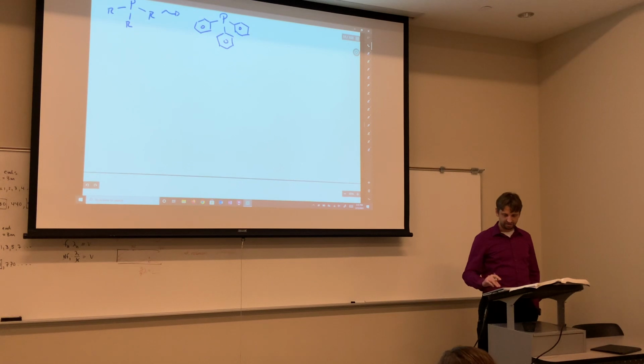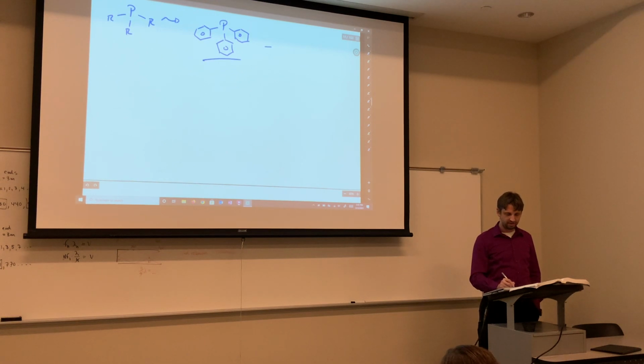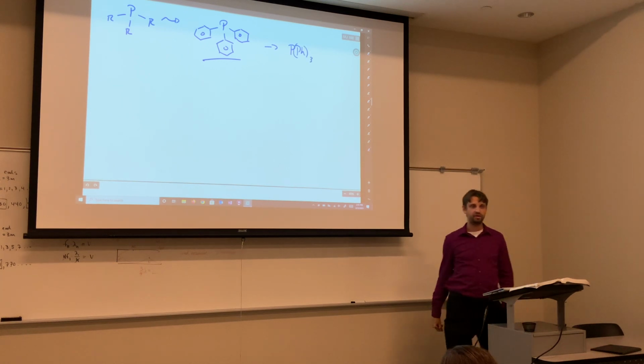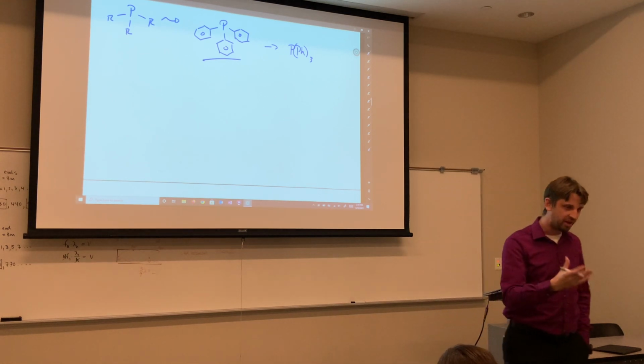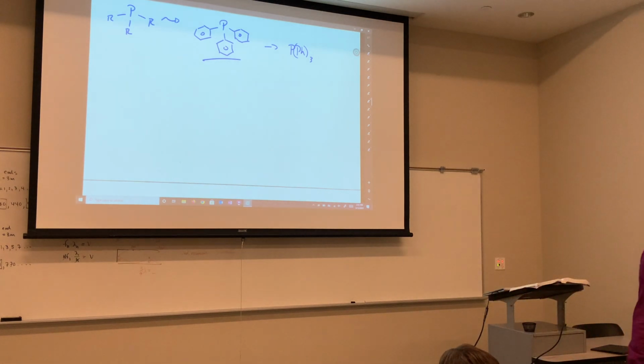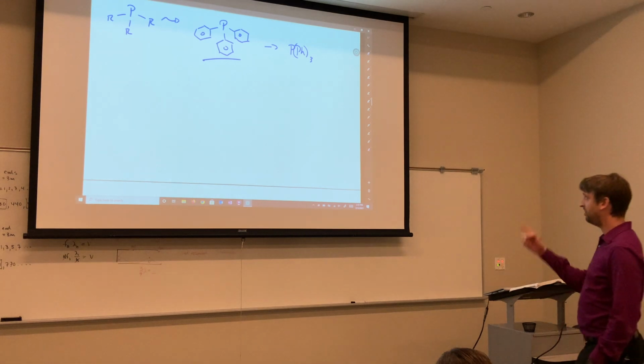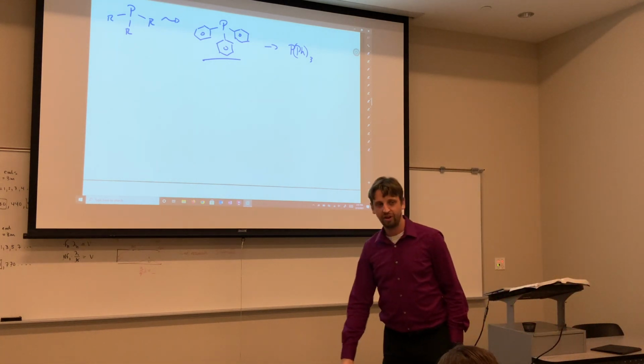So let's think about this. Oh yeah, sorry, one more thing. Because nobody wants to keep drawing this, if you ever see PPh3, remember capital P lowercase h is just an abbreviation for phenyl, a benzene ring directly bound to something. So if you see PPh3, that's triphenylphosphine, okay?